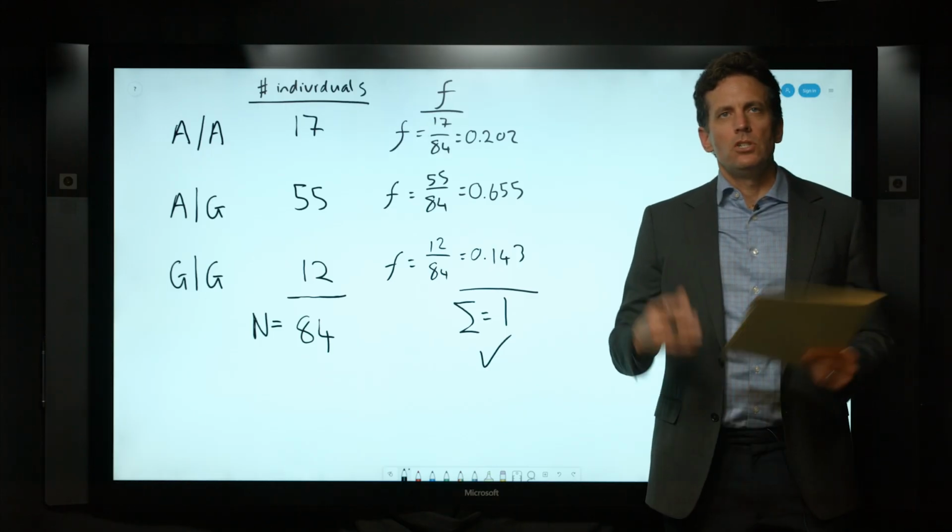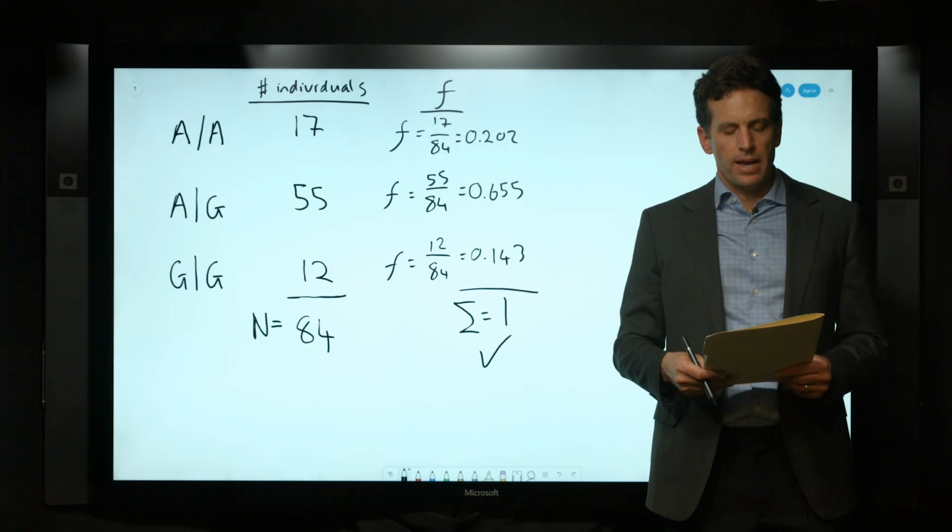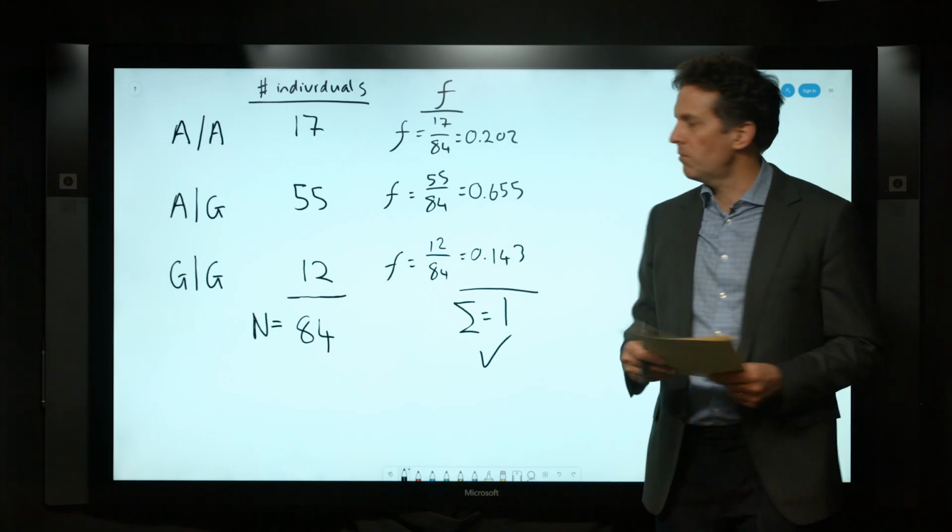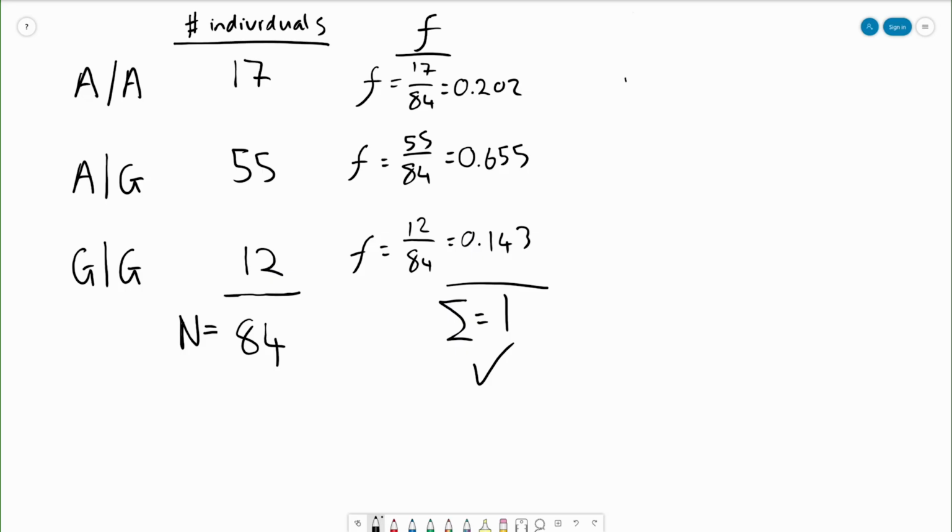So we have our genotype frequencies here. Now let's go and determine our allele frequencies. So we want to compute the p, which is the frequency of the big A allele, which of course is the frequency of the homozygotes plus half the frequency of the heterozygotes.